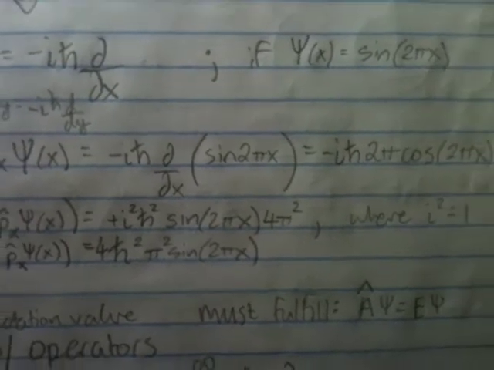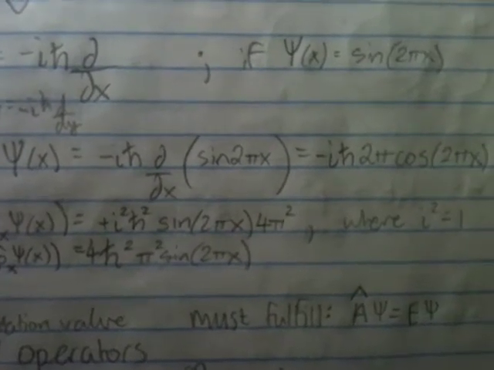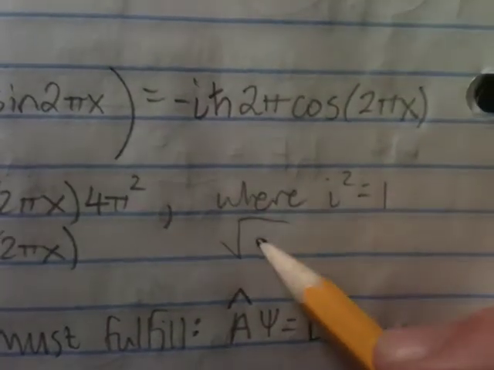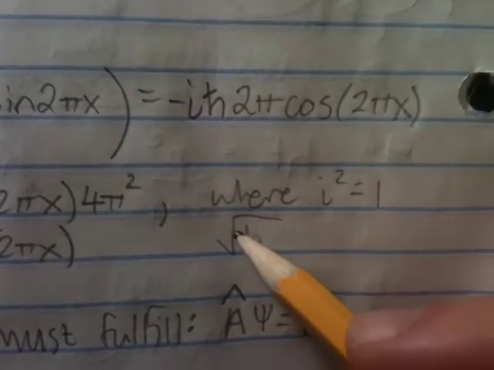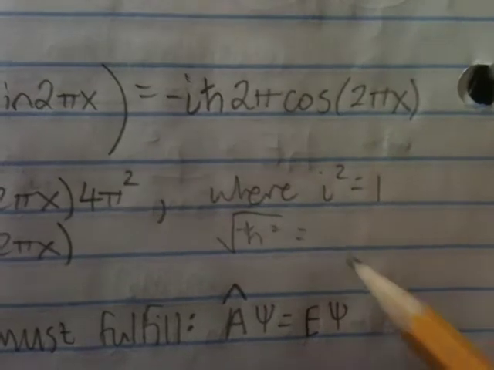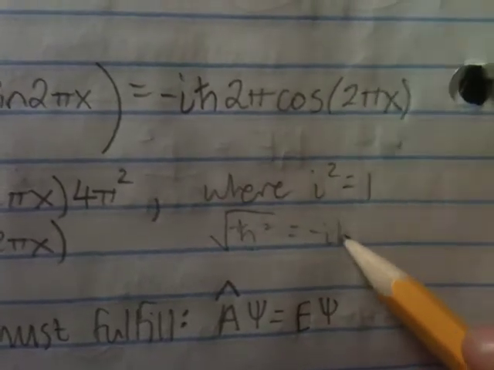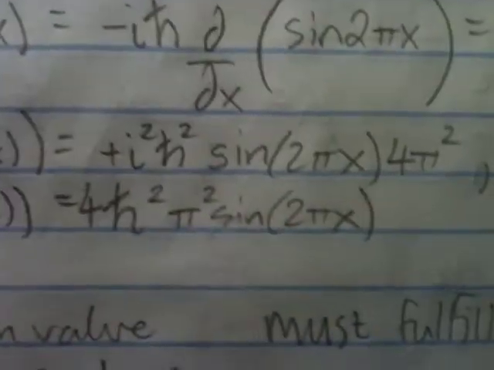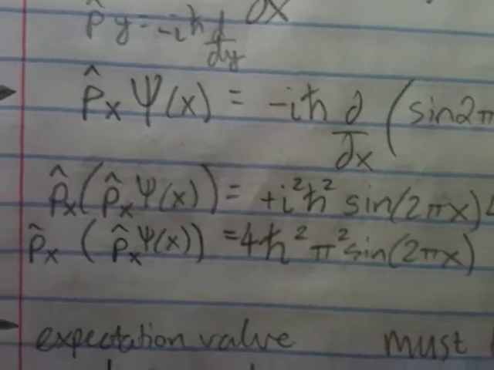And you go through the math. It's helpful to know that i squared is negative 1. So helpful tips: the square root of negative h bar squared is equal to negative i h bar. And when you square i, you get negative 1. And if you do this math out, you get this. So that's nice.